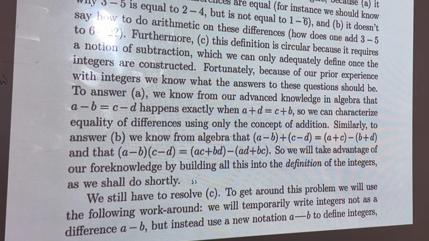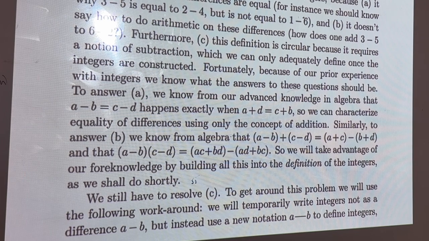Similarly, to answer B, we know from algebra that (a minus b) plus (c minus d) is (a plus c) minus (b plus d), and that (a minus b) times (c minus d) is equal to the usual product. So we will take advantage of our foreknowledge by building all this into the definition of the integers, as we shall do shortly. We still have to resolve A. To get around this problem, we will use the following workaround.